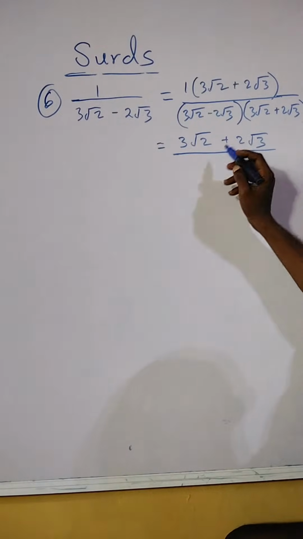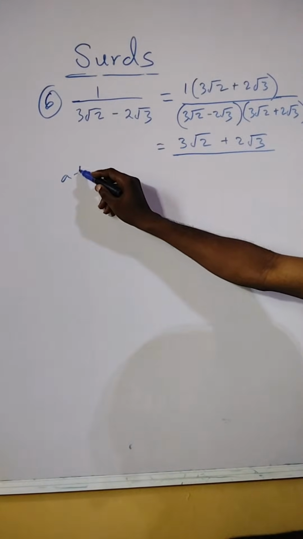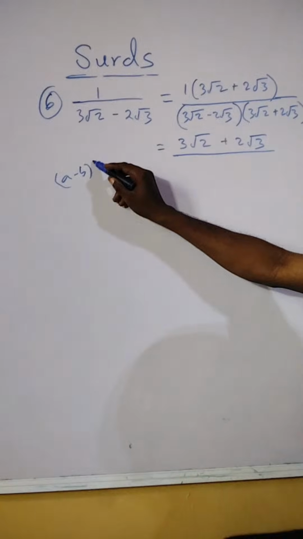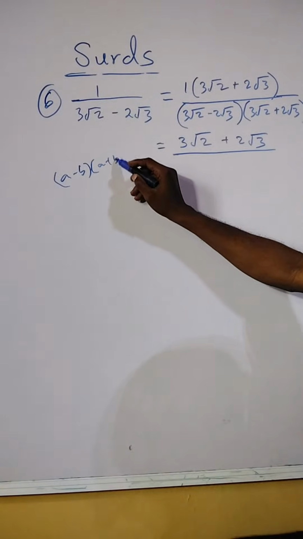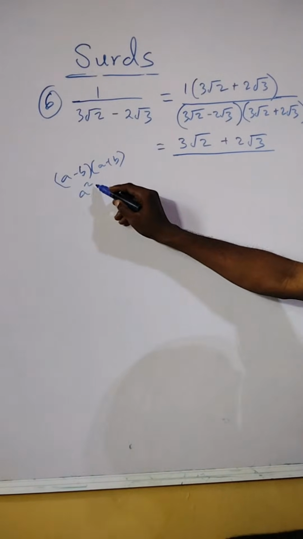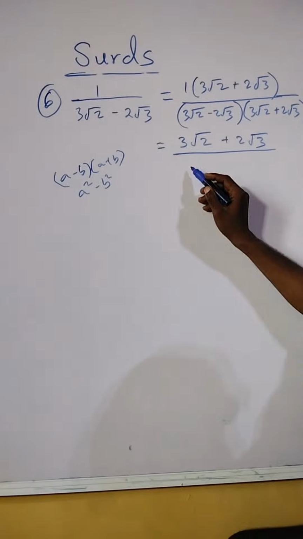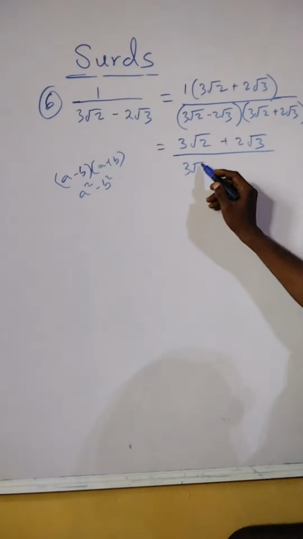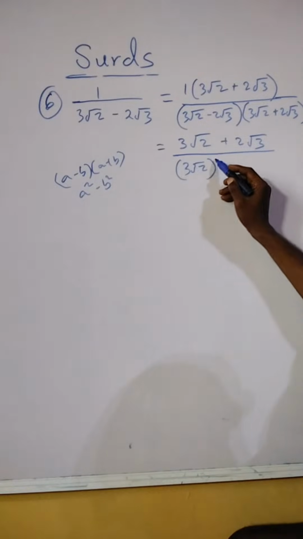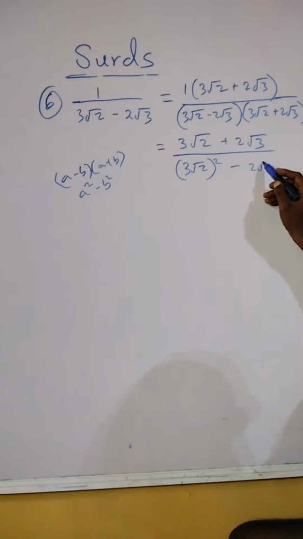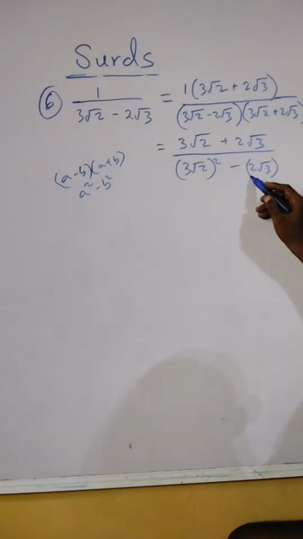divided by, these are also conjugates, so when we have a minus b in brackets times a plus b, which you can write as a squared minus b squared. And this a is 3 root 2, we have 3 root 2 all squared minus 2 root 3 also all squared.